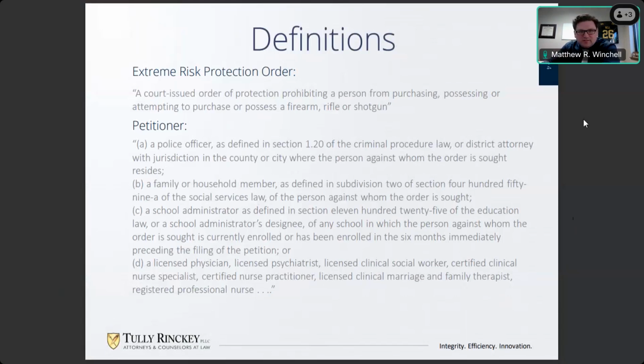You can see a fairly exhaustive list of who the petitioner can be on the slide in front of you. The ones contained in D are just a huge list of every type of medical professional that you can think of. You can find this right in the CPLR for the exhaustive list, but these are the main ones.